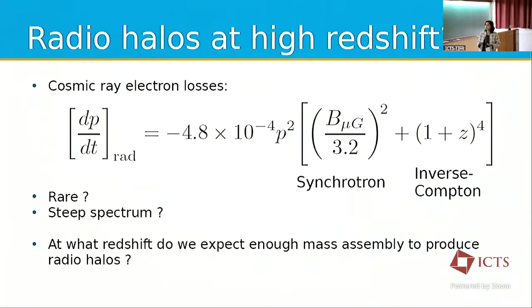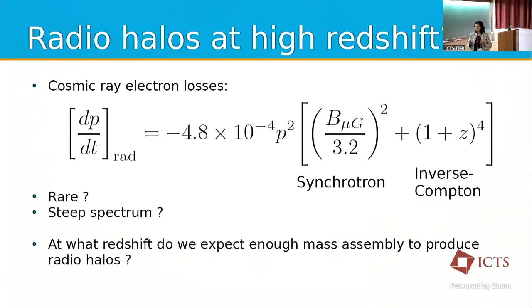But the main reason why they were not detected earlier, and the understanding was that maybe there won't be as many halos at high redshift because of the inverse Compton losses. As you go to high redshifts, the relativistic electrons will be losing energy to the inverse Compton because of the photons of the CMB. And therefore, what one would expect is that at high redshift, there may be radio halos, but maybe they are rare, and maybe they are steep spectrum.